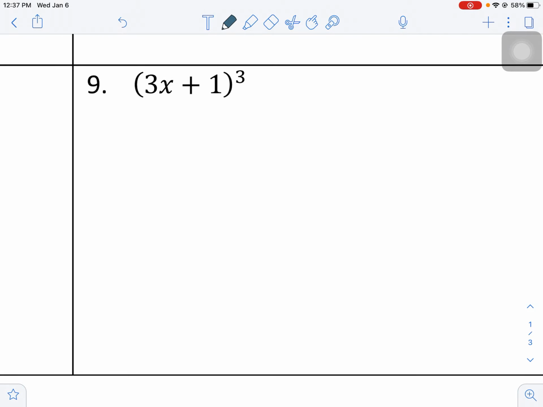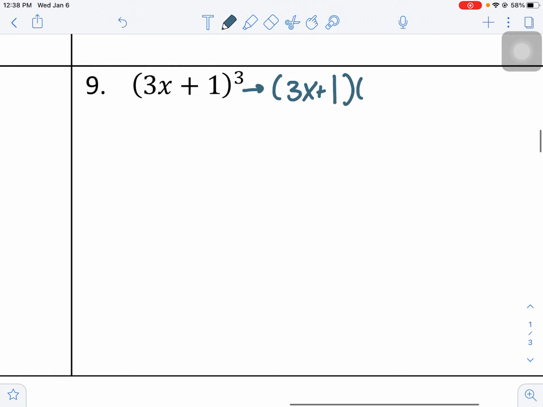All right, now we have one where it's just 3x plus 1 cubed, okay? You have to rewrite this. By all means, do not ever do this. No, okay? You can only distribute an exponent if it's only multiplication. If it was 3x times 1, then we can distribute the exponent. But it's 3x plus 1, completely different problem. So instead we have to write 3x plus 1 times 3x plus 1 times 3x plus 1. And then we just have to FOIL it out.